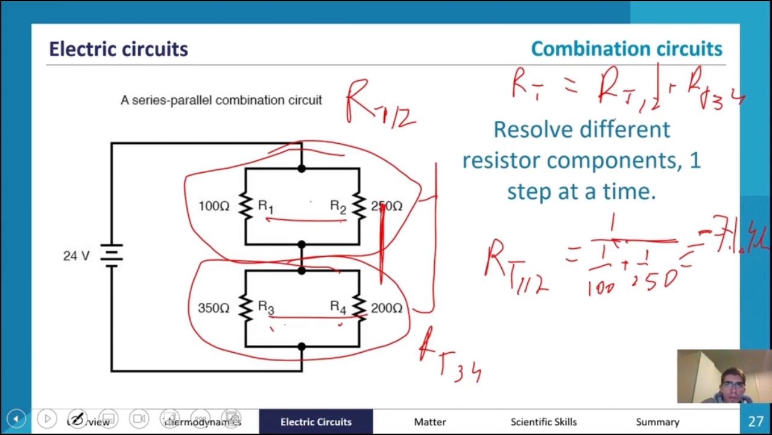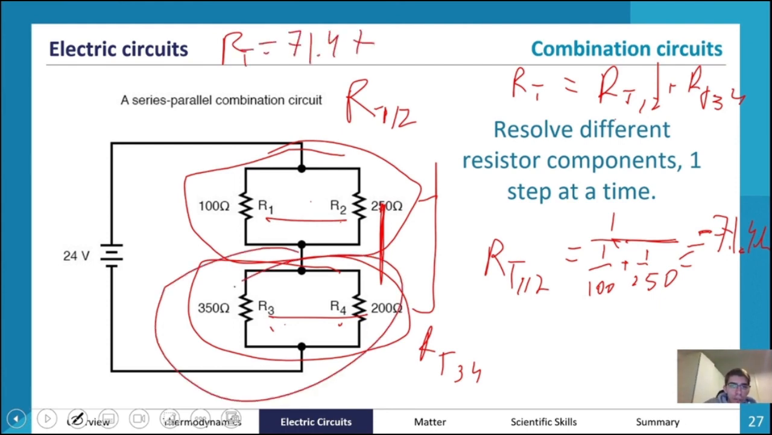But that is only one. So our total now is 71.4 plus this part here. That one there would be 1 on 1 divided by 350 plus 1 on 200. That would give us 127.3. So what would be the final value?